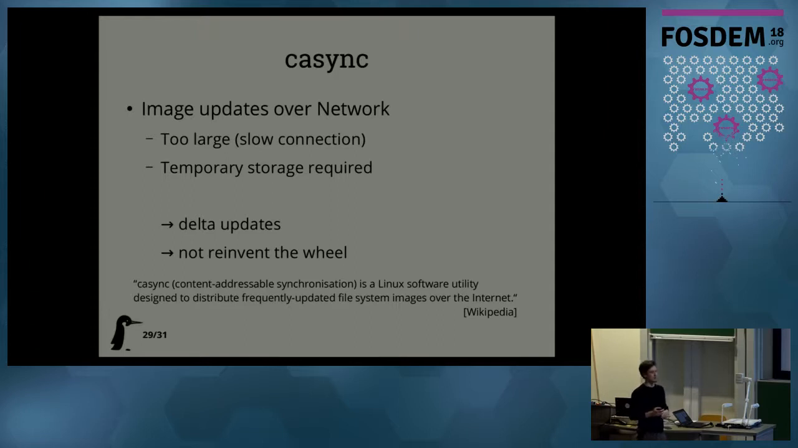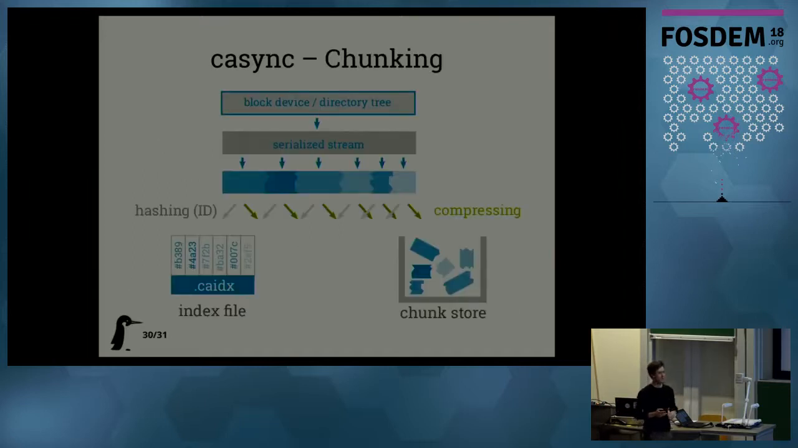And this is an example taken from the RAUC update framework. We wanted to have delta updates and network functionality, and we didn't want to reinvent the wheel. And then suddenly casync popped up. And according to Wikipedia, casync is a Linux software utility designed to distribute frequently updated file system images over the internet. Sounds like something we could use. So let's have a look at what it actually does.